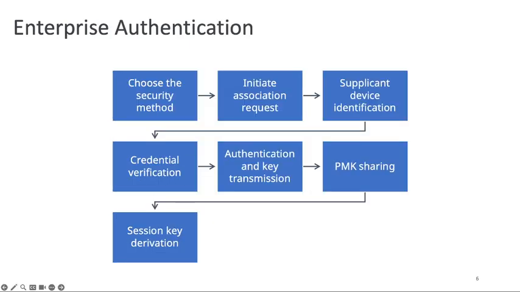For enterprise authentication, such as WPA2 Enterprise or WPA3 Enterprise, it uses an AAA server, which is an authentication server like RADIUS or TACACS+, to validate user credentials. This method involves a secure process where a master key is shared between the client device and the server to create session keys, ensuring high levels of security.